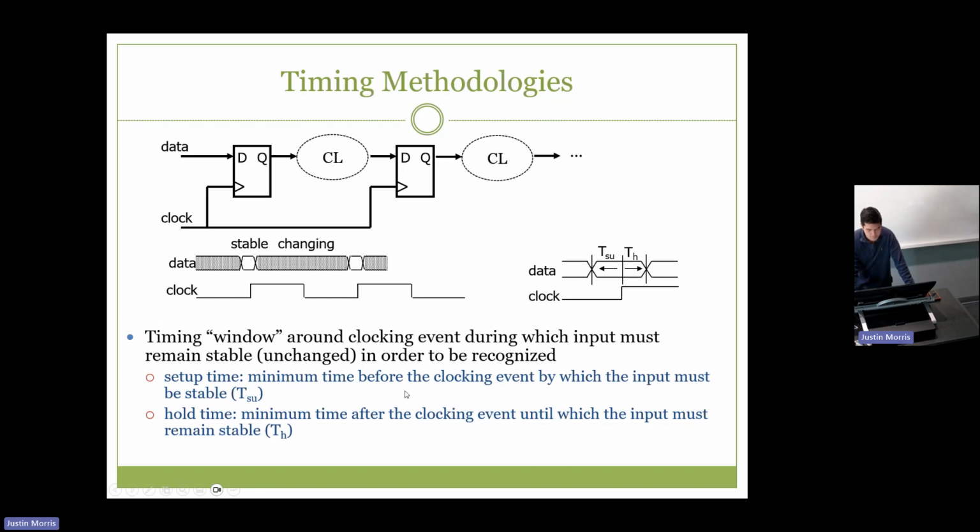So this is our definition of these things. Setup time is the minimum time before the clocking event by which the input must be stable. Hold time is the minimum time after the clocking event until which the input must remain stable. So again, this was a review, but it is critical to understanding our data path. Not for the single cycle just yet, but for pipelining in the future, it's much more important.